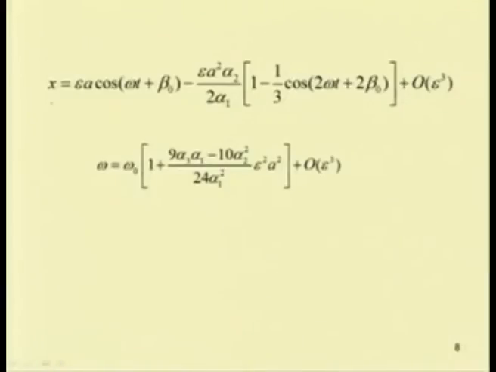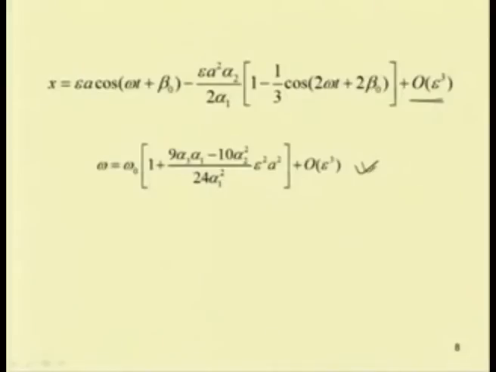So, x equal to epsilon a cos omega 0 t plus beta 0 minus epsilon a square alpha 2 by 2 alpha 1 into 1 minus 1/3 cos 2 omega t plus 2 beta 0, and these are the higher order terms. So, neglecting these higher order terms, the solution can be written in this form, where omega equal to omega 0 into 1 plus 9 alpha 3 alpha 1 minus 10 alpha 2 square by 24 alpha 1 square epsilon square a square. So, in this case of method of multiple scale, by taking different time scales one can find the solution of the equation of motion and the frequency response curve.